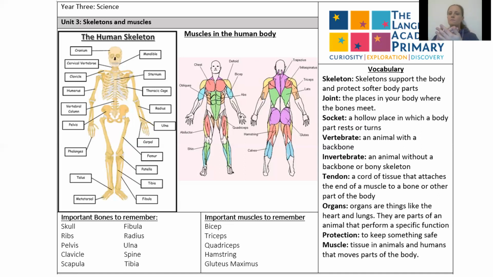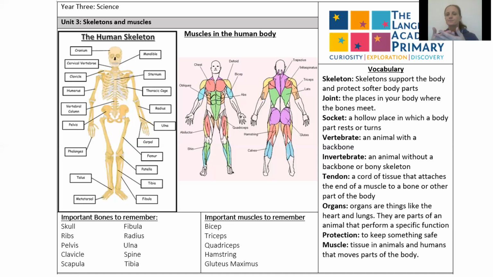Organs. Organs are things like your heart and your lungs, and they are parts of an animal that perform a specific function. So your lungs would inflate when you breathe in and deflate when you're breathing out, so they help with our breathing. And our heart is continuously pumping blood through our bodies.